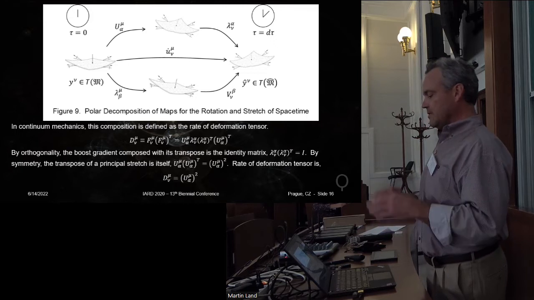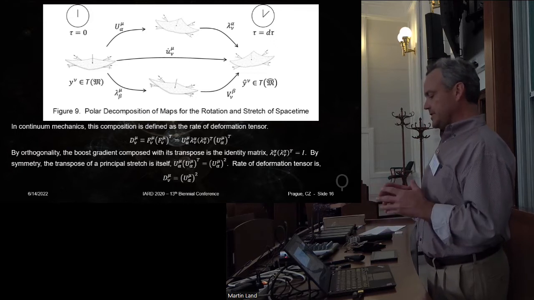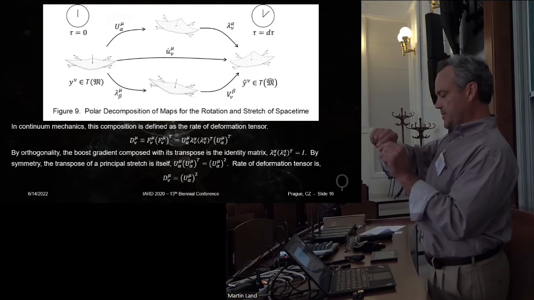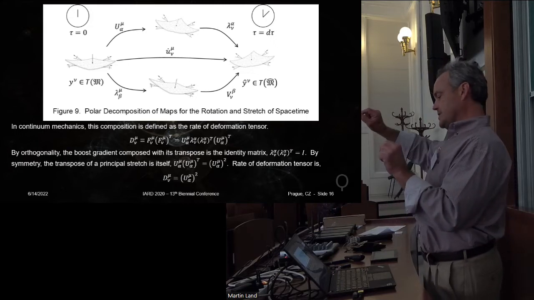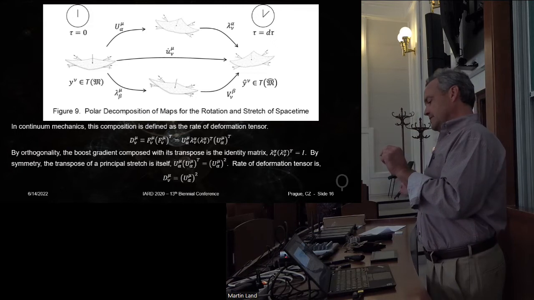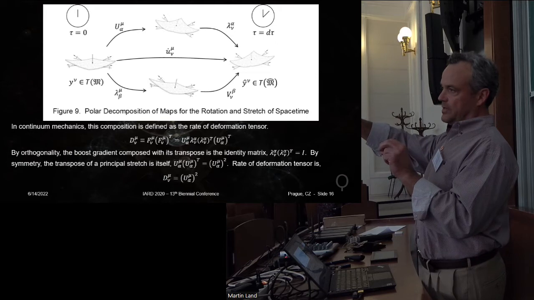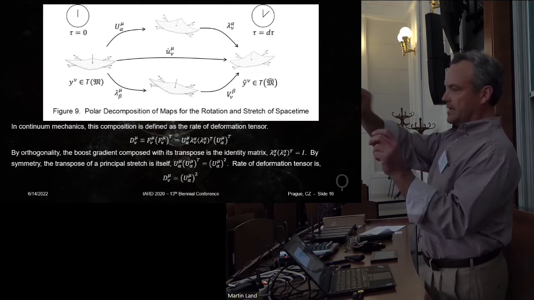And so when you take these, the definition of the rate of deformation tensor D is you go basically across the principal stretch, and then you go down the boost gradient, and then you come back up the transpose of the boost gradient and back down the principal stretch.